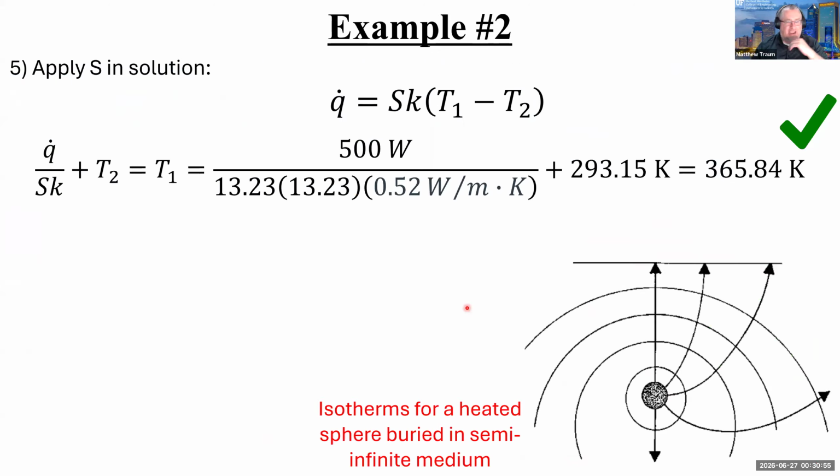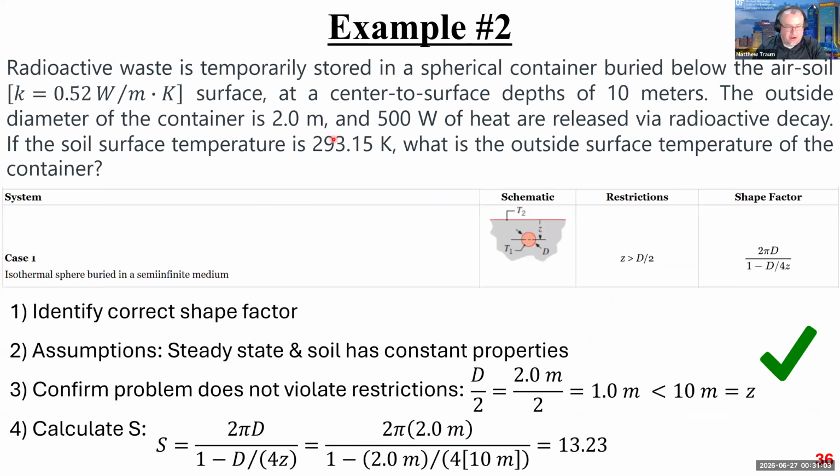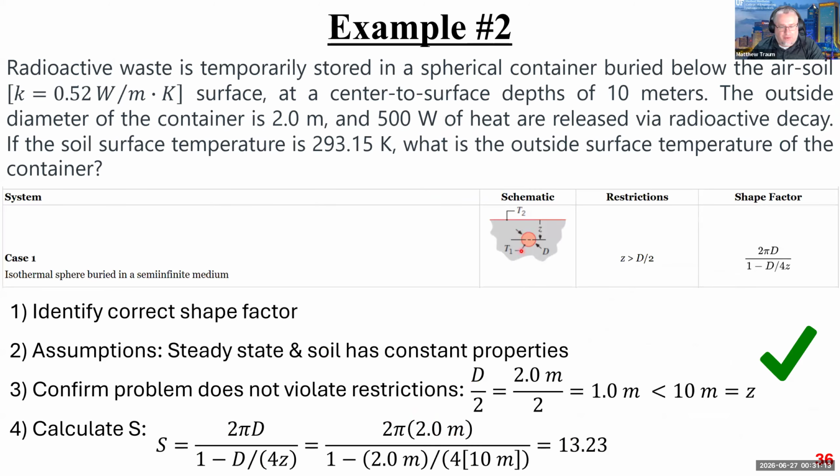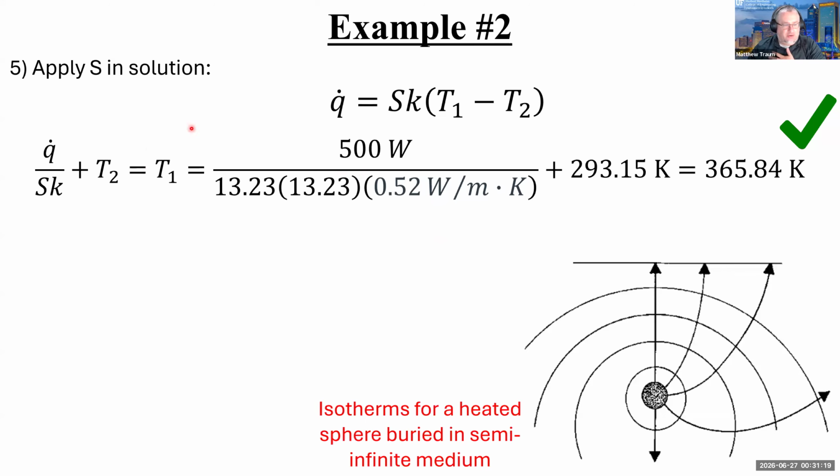And now I just take my shape factor and I put it into my shape factor modified conduction equation, right? So I'm looking for a heat flux, right? I think I am. Oh, no, no, no, no. What is the outside surface temperature of the container? Okay. I'm looking for effectively T1, right? So the outside surface temperature of the container is what I'm looking for. So yeah, that makes sense.